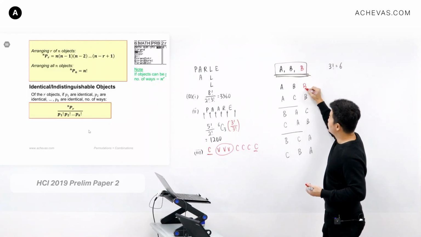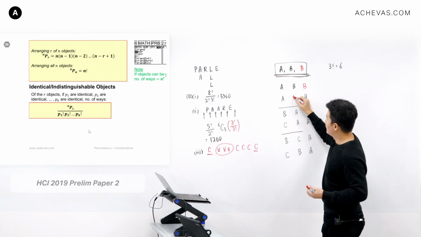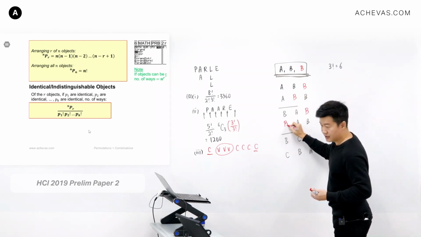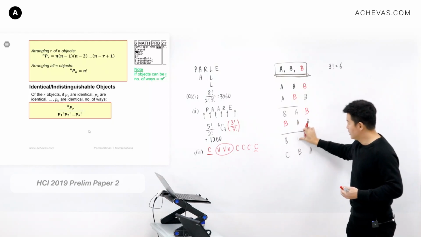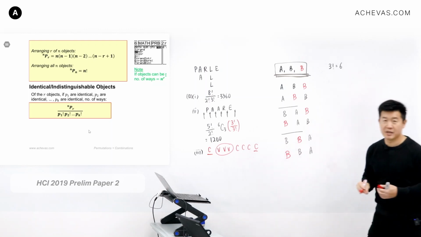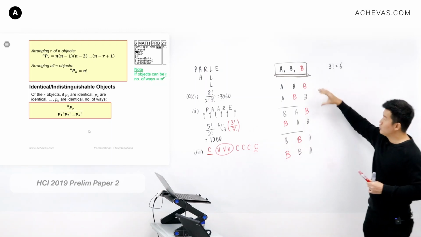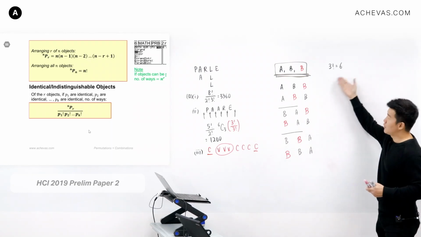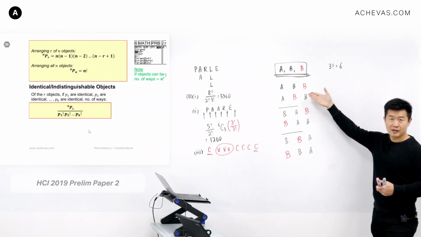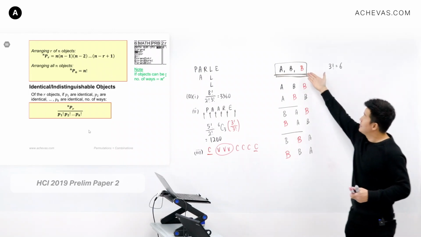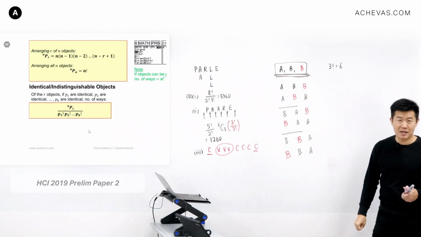So if I try to do the arrangement again, I will realize that if I replace all the C by B, I will be getting something like this here. So this C becomes B, this C becomes B. So how many ways do we have right now? We have 3 ways, not 6. This is 1, this is 2, this is 3. We have 3 ways because C has become B.